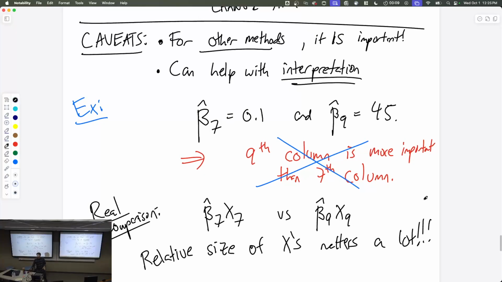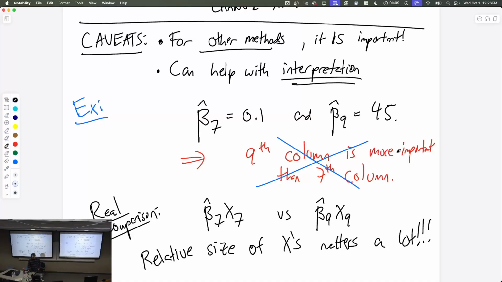Okay, was that discussion clear? Any questions or comments about this idea? I think this is a common mistake people make. They'll be running their regression. They'll be like, oh, this number is only 0.1. Let me just delete that column. 0.1 is so small. How could that possibly matter? But if it's 0.1 times x7, which is typically in the thousands, then that will matter quite a lot.